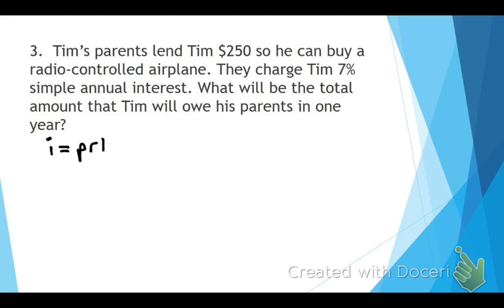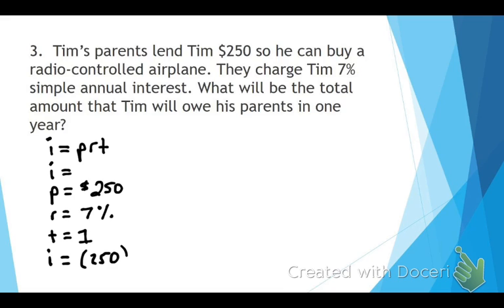We know we got to start off with I equals PRT. Do I know my interest? No. Do I know my principal? $250. What's my rate? And what's the time? 1 year. Okay, 1 year. So now I just got to go in and start plugging in my things here. So I've got I equals $250 times the percentage turned to a decimal, which is 0.07, times 1. Okay, when you do that, what's your interest?